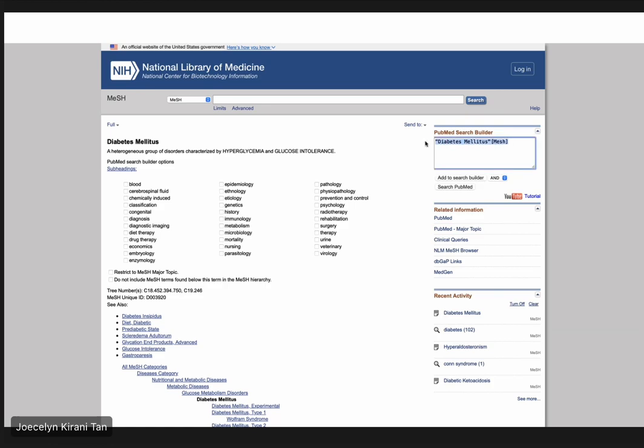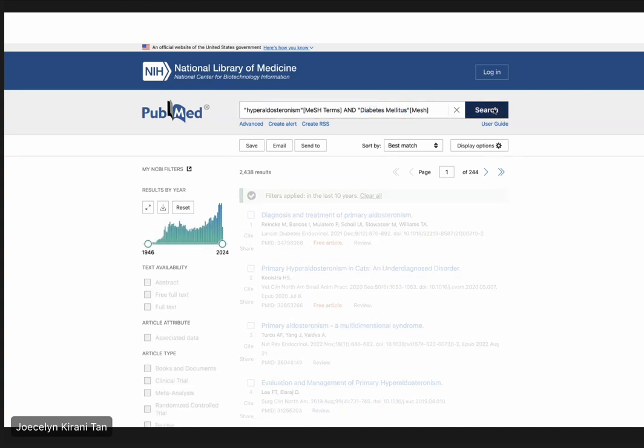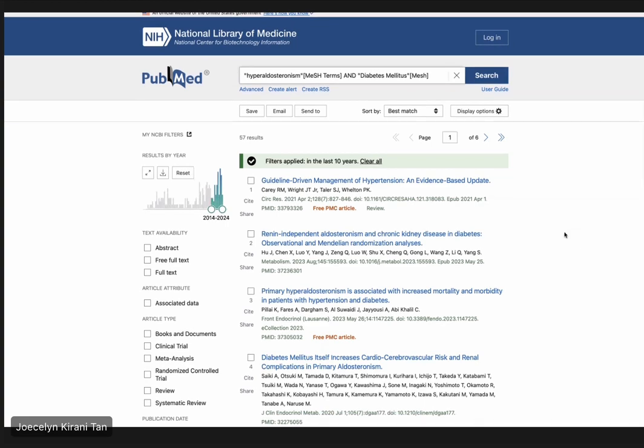This is the term that I want. Copy it, come here. This is what we got just now. Use our Boolean operation, and then I paste it: diabetes mellitus. So now every article that's tagged with both this term and this term will come up. So I click search, and as you can see here, we only have 57 results in the last 10 years. So that's an example of how you use both MeSH terms and Boolean operation at the same time.